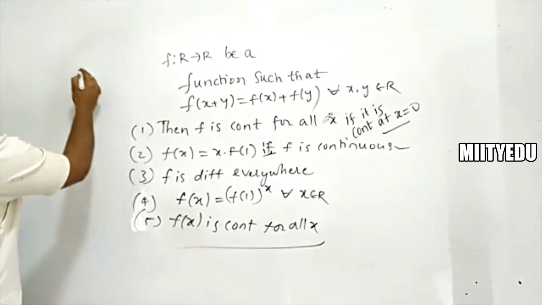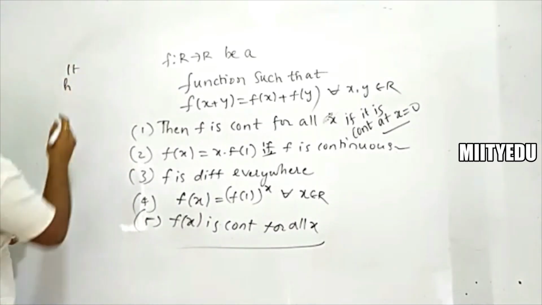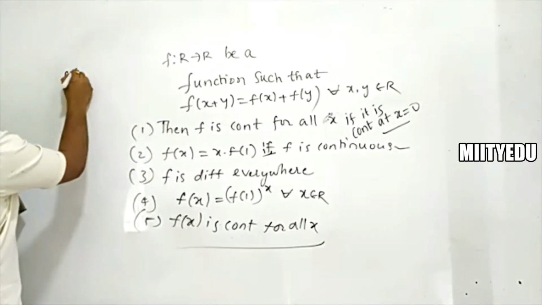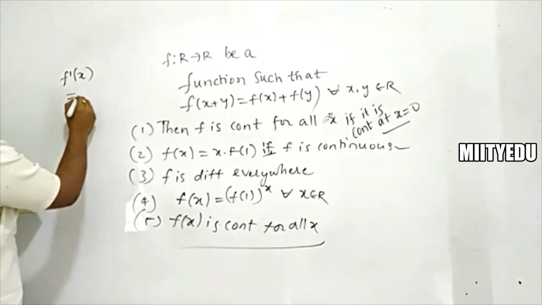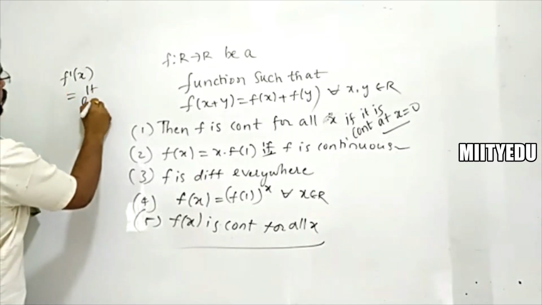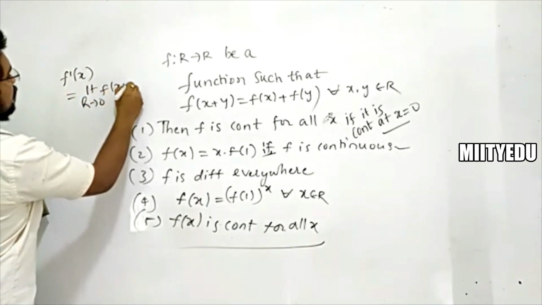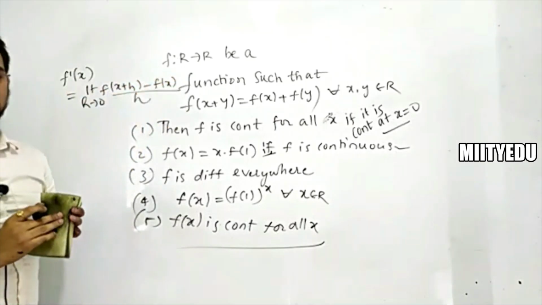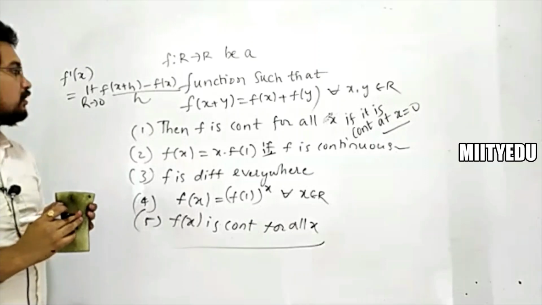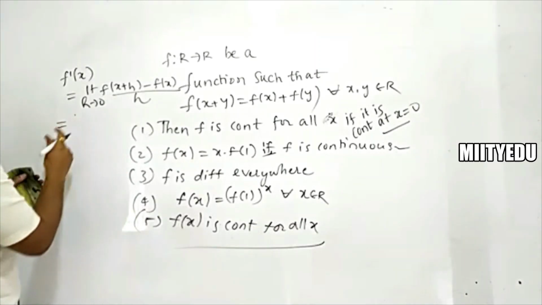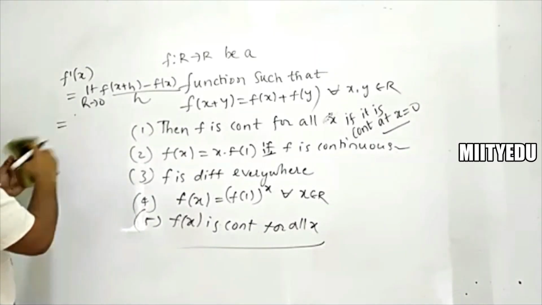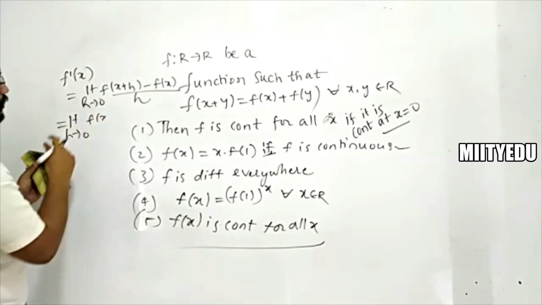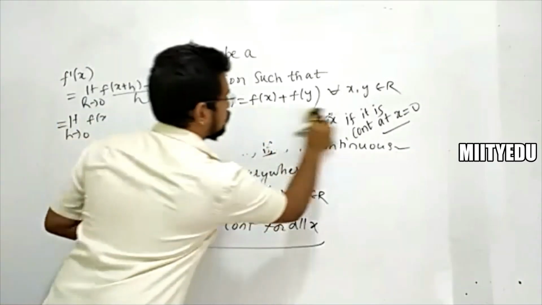So what I'll write is limit h tends to 0. How do you get f dash x? For such a function, f dash x will be limit h tends to 0, f of x plus h minus f of x by h. This part, I'll make it limit h tends to 0 of f of x plus h.